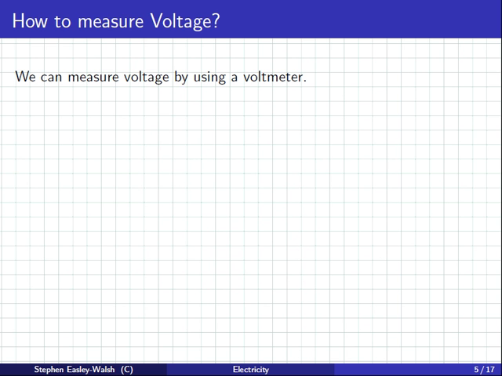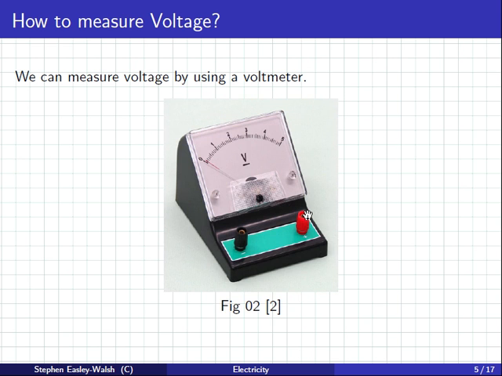So, how do we measure voltage? We measure voltage by using a voltmeter, obviously. And this is what a voltmeter looks like. So, I just want to talk a little bit about this, but the vocabulary is what you need. We measure voltage by using a voltmeter.